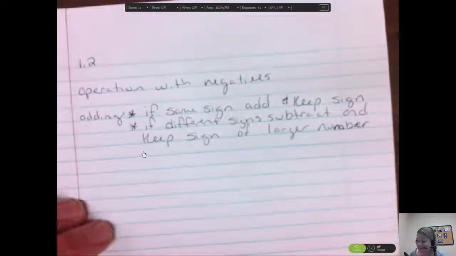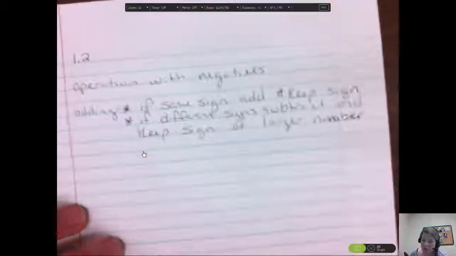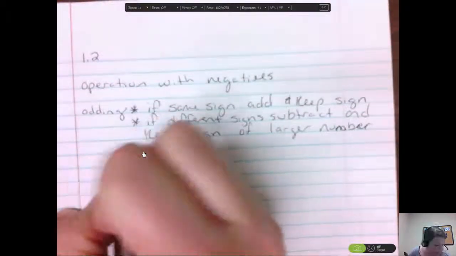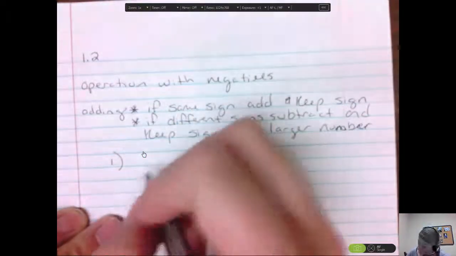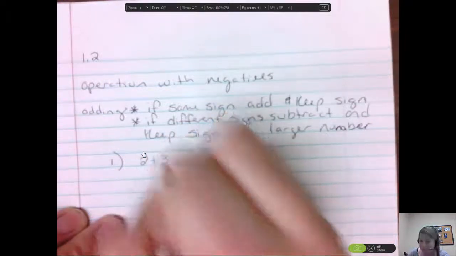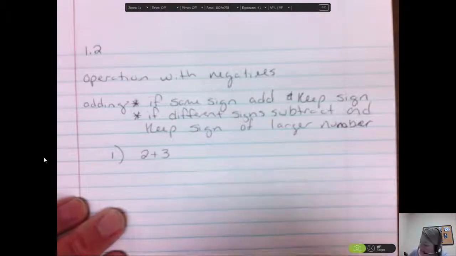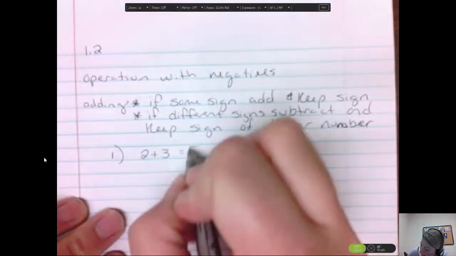Anyway, so let's look at some examples of adding. So these are our two rules. If they're the same sign, keep the sign and add them. If different, subtract, keep the sign of the larger one. So if we have something like 2 plus 3, well, they're both positive. By now, you're probably pretty good at this one. We would get positive 5.